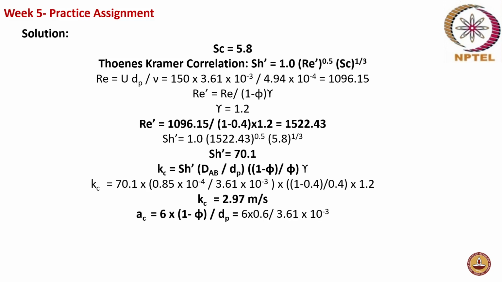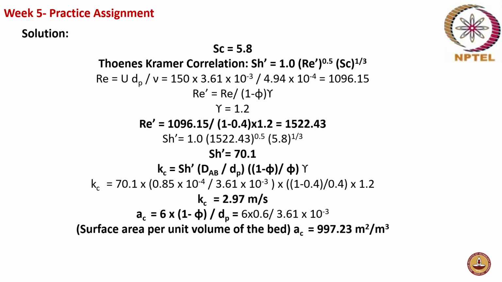So now we have to find out the surface area per unit volume of the bed. It has to account for your porosity also. Your porosity is 0.4, so the actual surface area available will be a factor where you multiply 1 minus the porosity. So the formula is ac equal to 6 into 1 minus phi by dP.